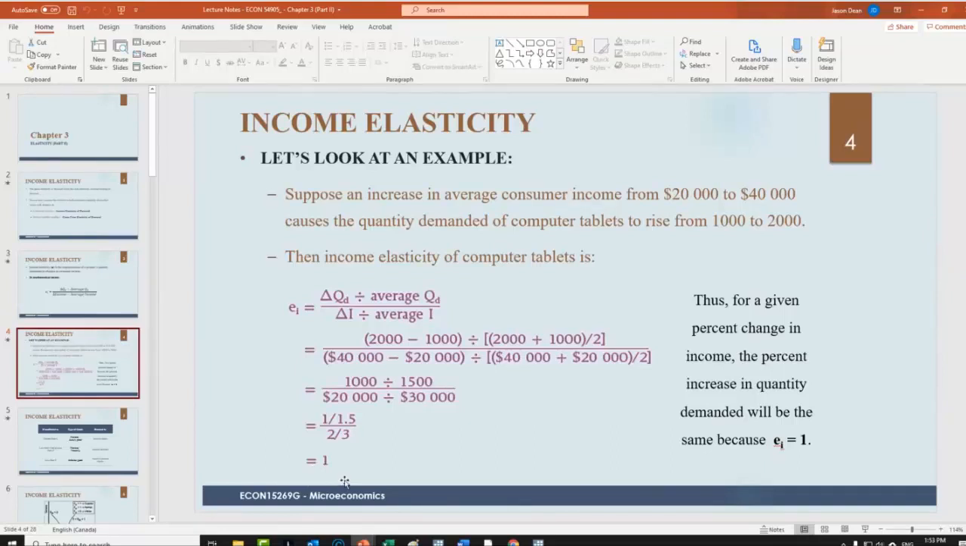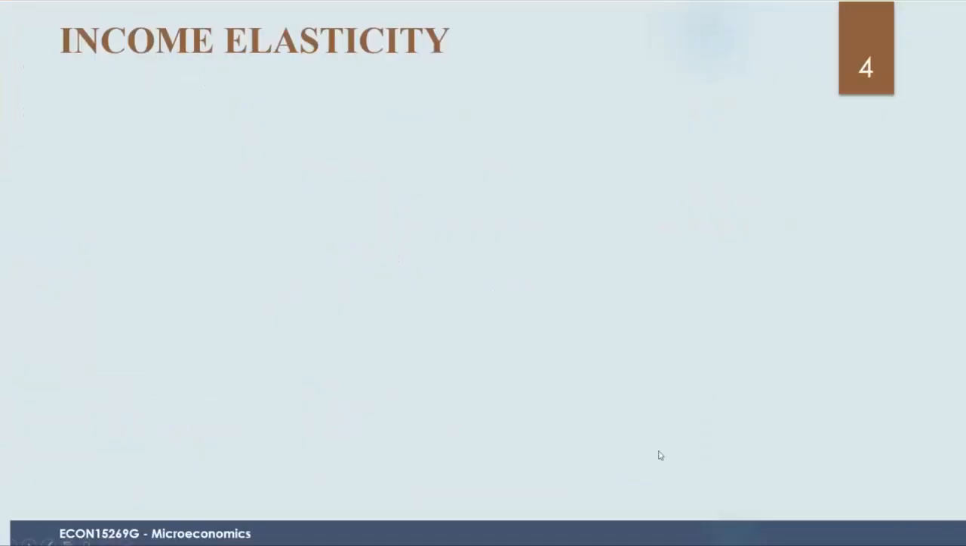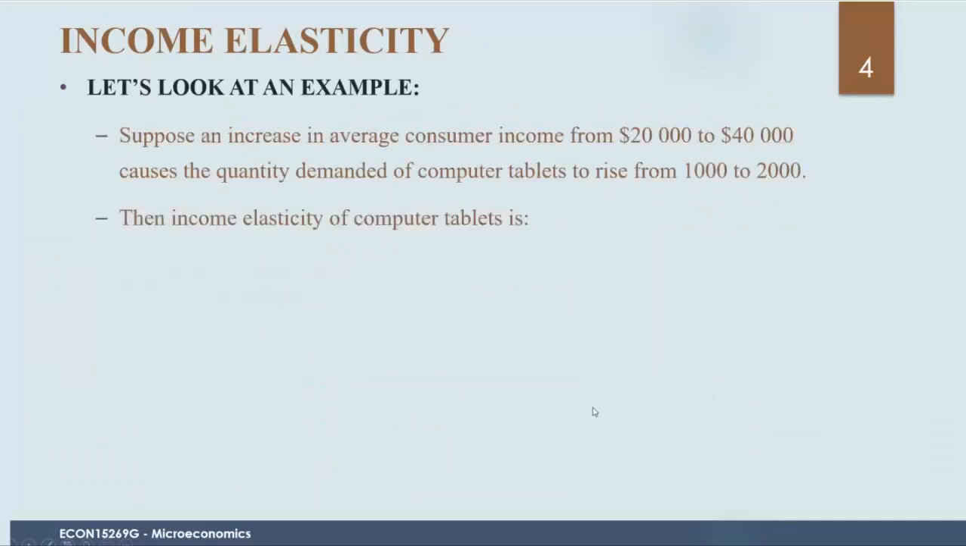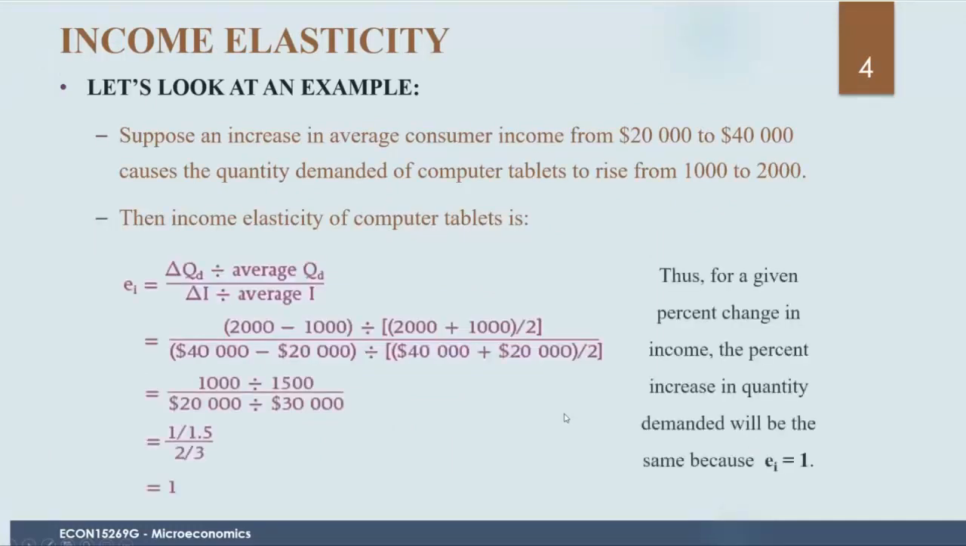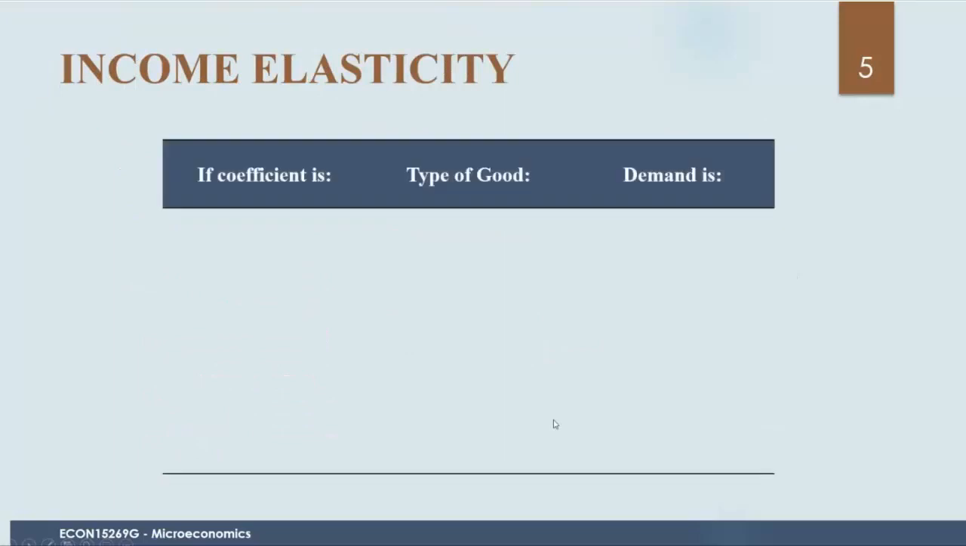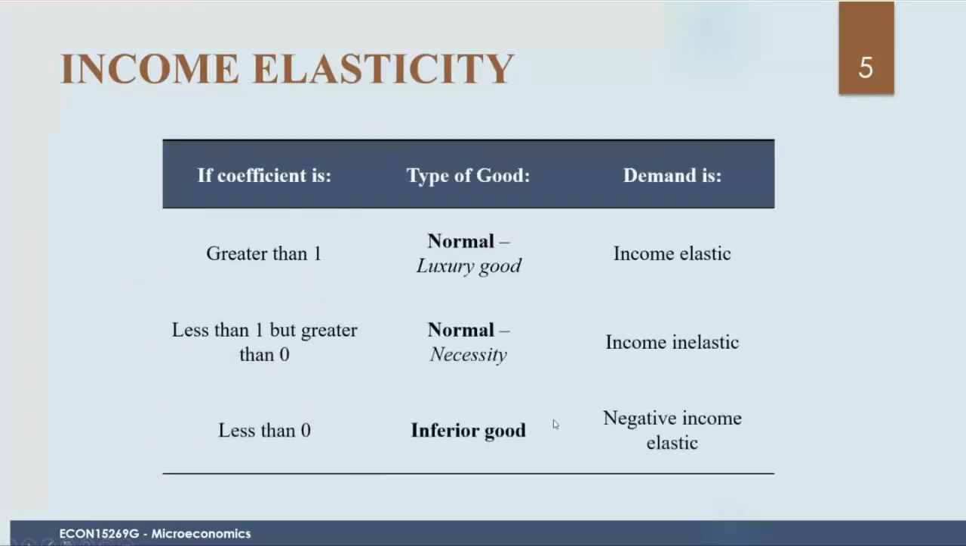This next table summarizes the different things that could happen with income elasticity. I'll just set that up again, since I didn't realize it wasn't in full screen mode. If you get a coefficient greater than 1, we say it's a normal good, since the percentage change in quantity is fairly large relative to the percentage change in income. So we say it's more of a luxury good.